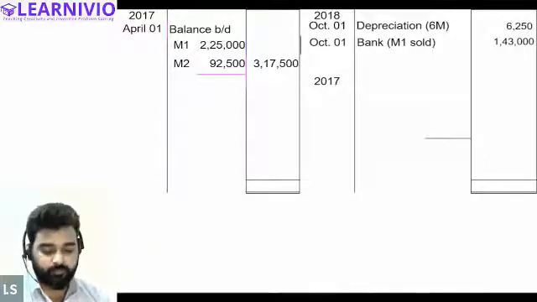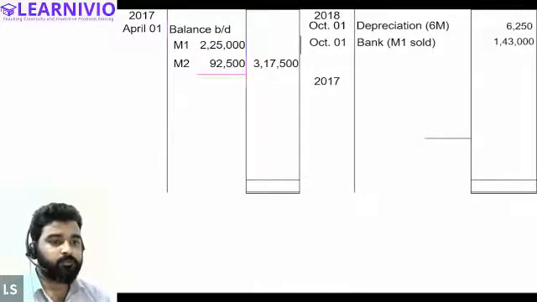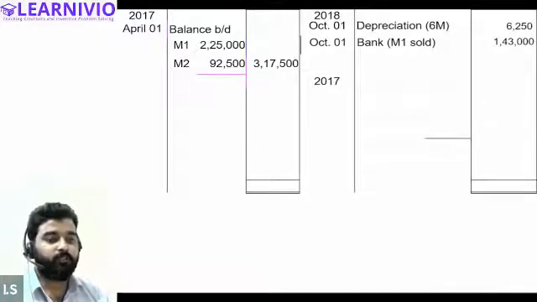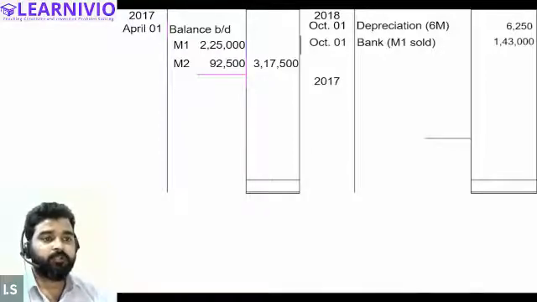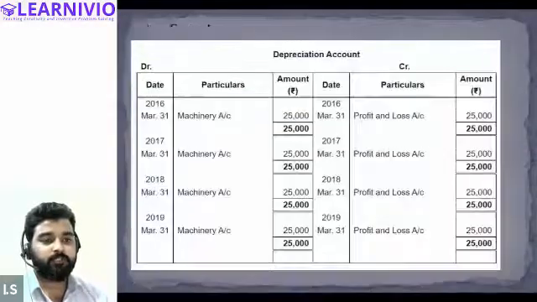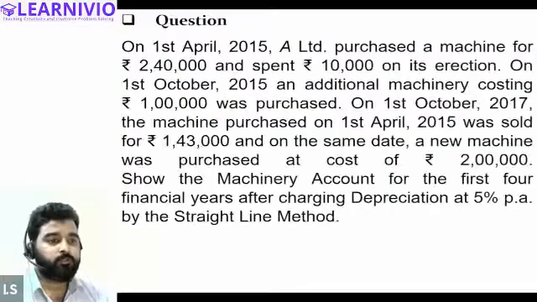How much is the value? Sorry, 1,43,000. Okay, we are selling the machinery for 1,43,000. Now, on which date are we selling the machinery? Let me check. We are selling the machinery on 1st October.